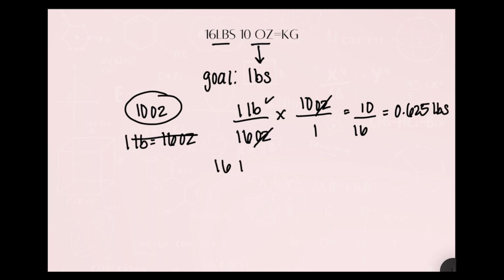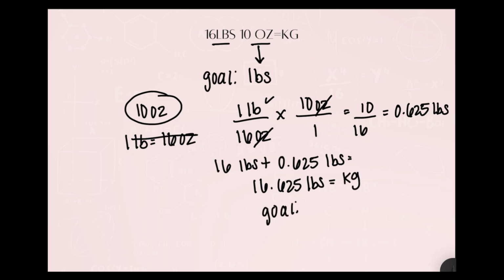So now we need to combine like terms. So we'll add our 16 pounds to our 0.625 pounds, and this will give us 16.625 pounds total. Now we can convert this to kgs. So our goal is kilograms or kgs, and our puzzle pieces are the 16.625 pounds, and the conversion, which is 1 kg equals 2.2 pounds.